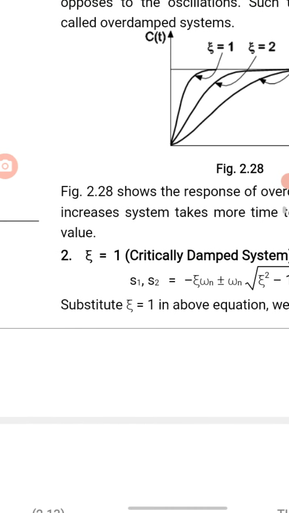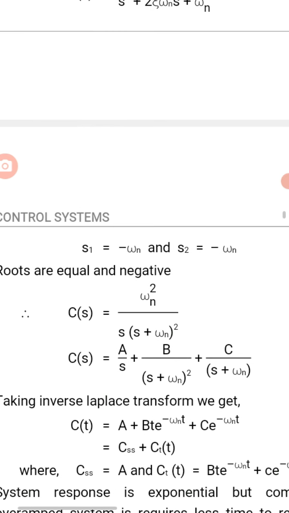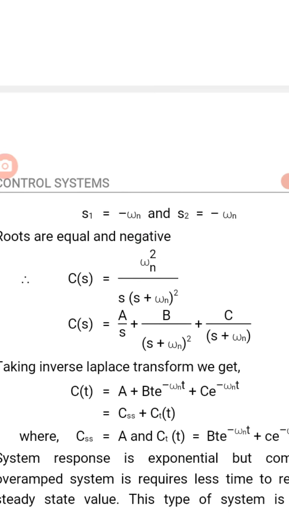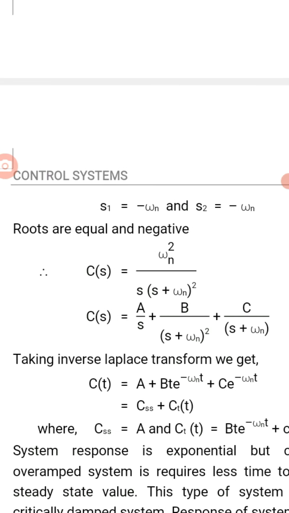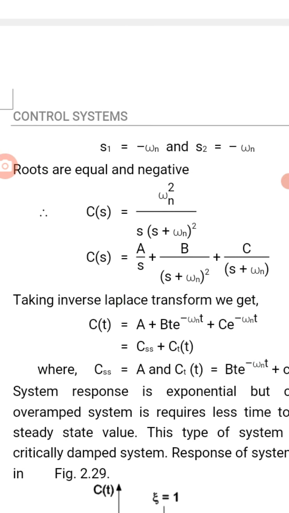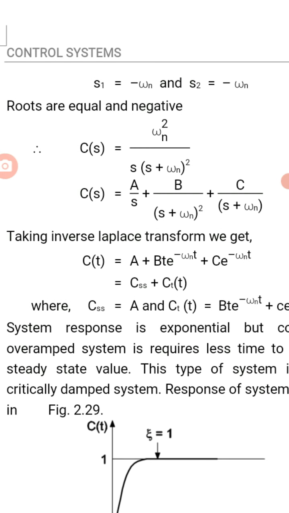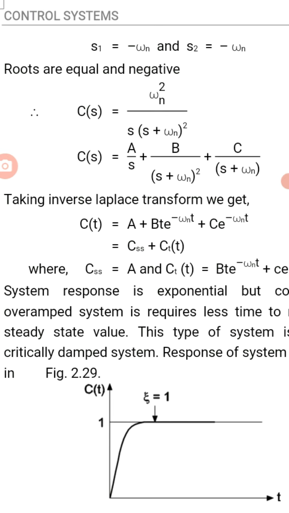Substitute zeta is equal to 1 in the above equation, we get s1 is equal to minus omega n and s2 is equal to minus omega n. So these are equal roots lying on the s axis. So C(s) is equal to omega n square upon s into bracket s plus omega n bracket square. Here s is arrived from the unit step input. As it is a unit step input, s is there. So C(s) is equal to A upon s plus B upon (s plus omega n) square plus C upon s plus omega n.